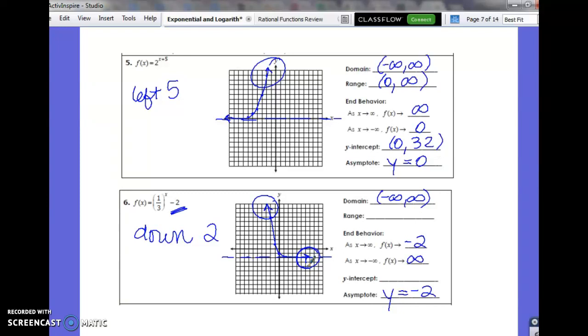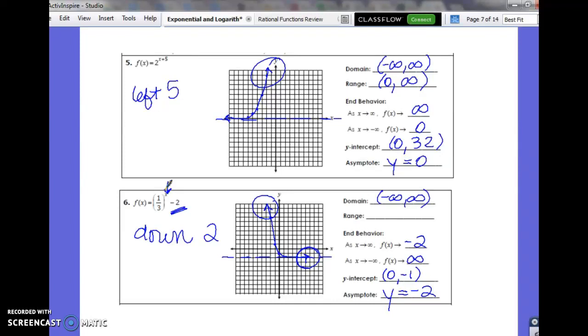Okay. The y-intercept, well, previously on all those original growth and decay functions, the y-intercept was always at (0, 1). Well, since it got moved down 2, the y-intercept is now at (0, -1). And you can get that from your table. You can get that by plugging in a 0 for x right there.